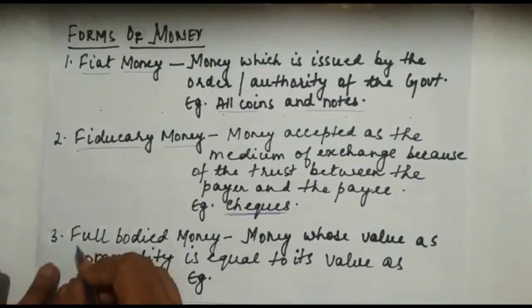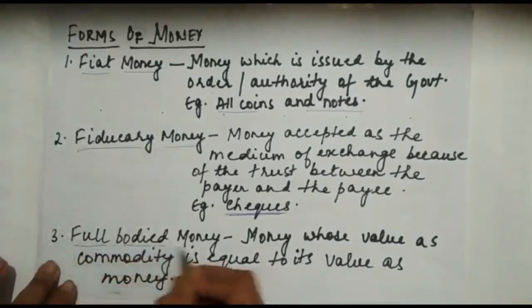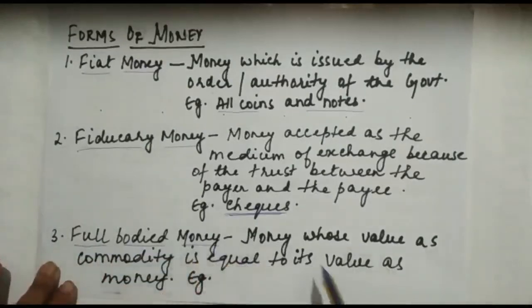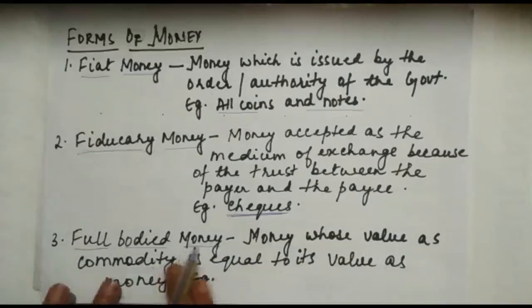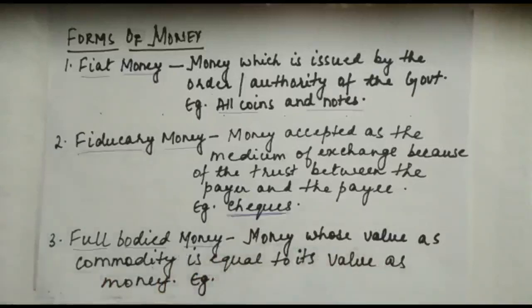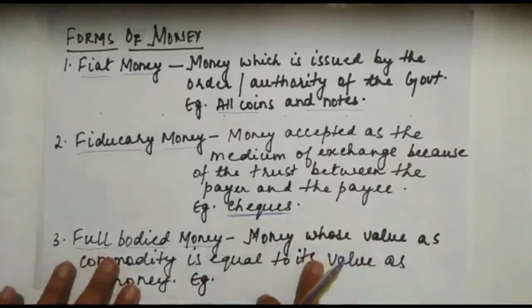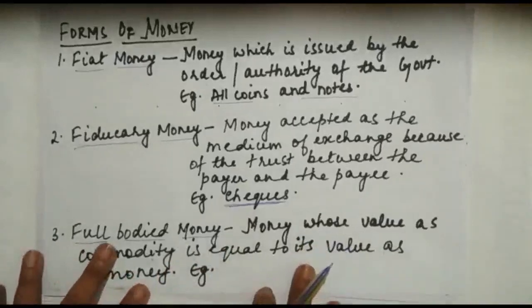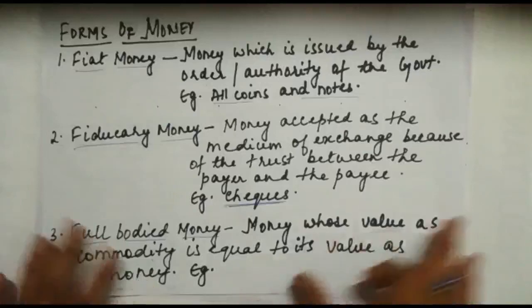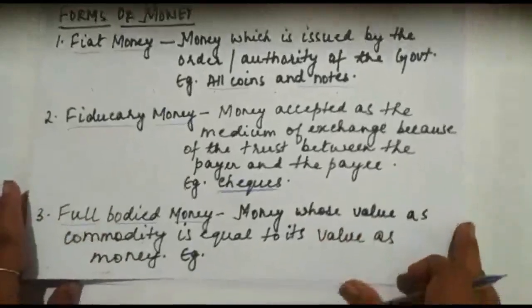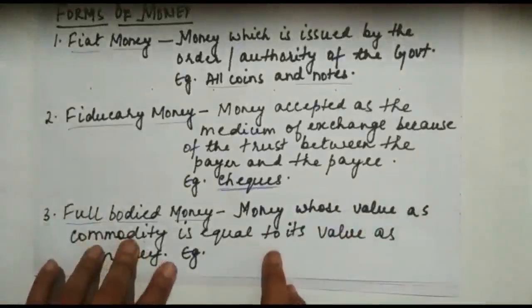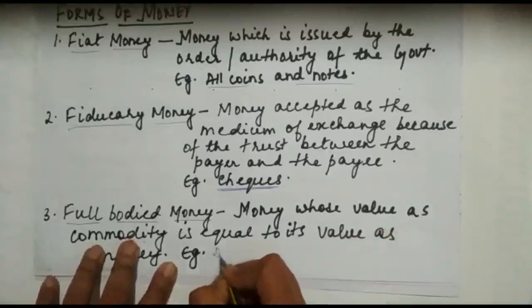Okay. Next is full-bodied money. What do you mean by full-bodied money? Money whose value as commodity is equal to its value as money. Whose commodity value is equal to the value of the money. That is the meaning of full-bodied money. Now, this money was practiced during the olden period, during British time. The commodity value of one silver coin was equal to the value of money.